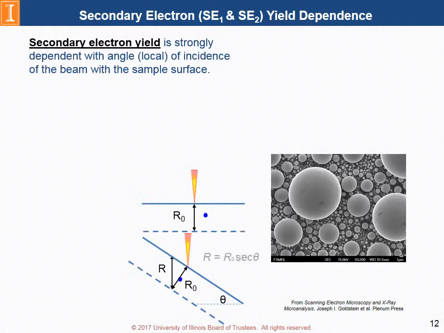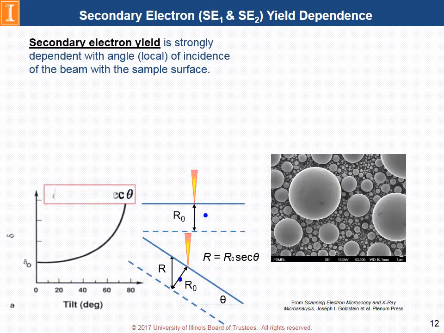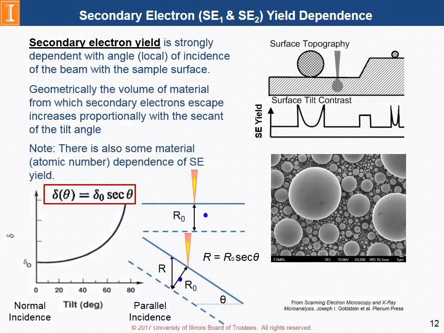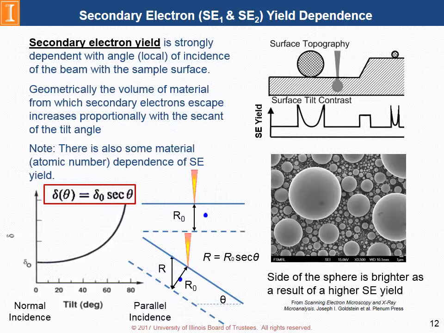And r is proportional to r0 with a proportionality constant secant theta. Therefore, the relationship between the secondary electron yield and the angle between the surface normal and the incident beam can be estimated by this equation. So we can see that when theta equals 0, the incident beam is parallel to the surface normal and the yield is the lowest. When theta approaches 90 degrees, where the incident beam is perpendicular to the surface normal, then the yield is the highest.